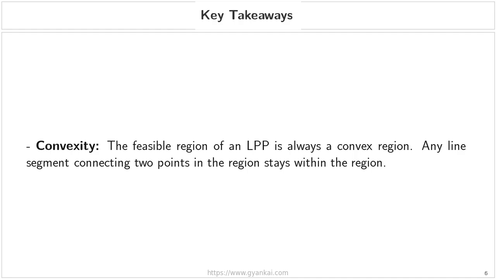What does this mean in practice? It means that if you pick any 2 valid solutions within your shaded area and draw a straight line segment between them, every single point on that line will also stay within the boundaries of your feasible region. There are no indentations or holes to worry about.